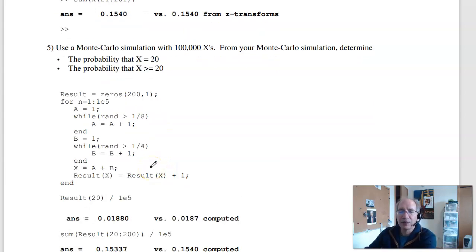Problem 5 is do a Monte Carlo simulation, a third way to solve. So here what I'm going to do is keep rolling an 8-sided die, getting 1 or 2, until I get a 1. Add up the number of die rolls and increment a counter. Repeat 100,000 times. That's the Monte Carlo simulation.